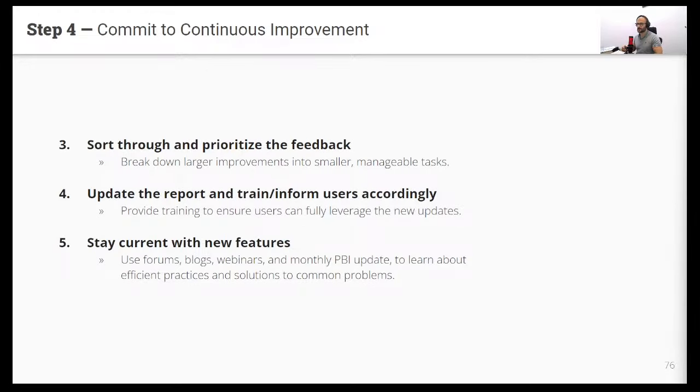And the other 3 steps are: we sort through the feedback, we update the report and train, and we stay on top of new features in the report software we are using.